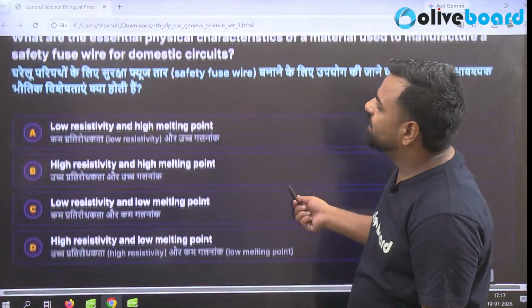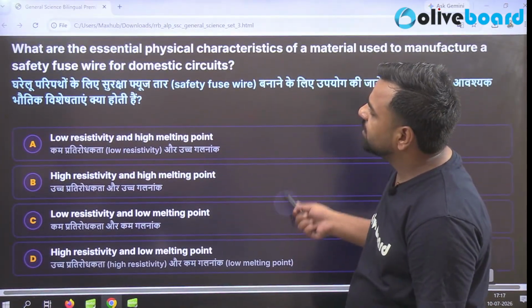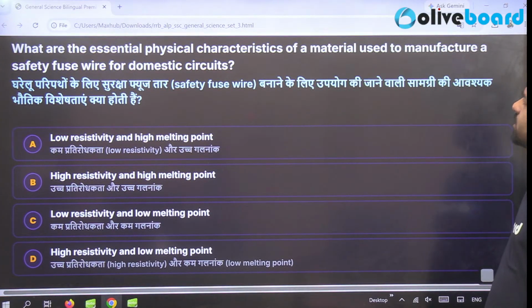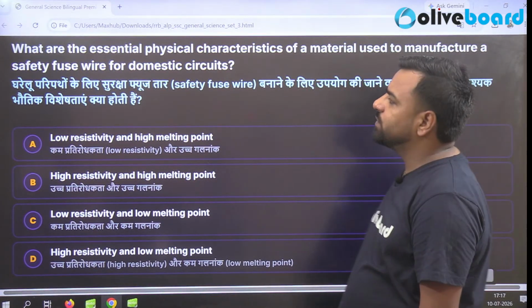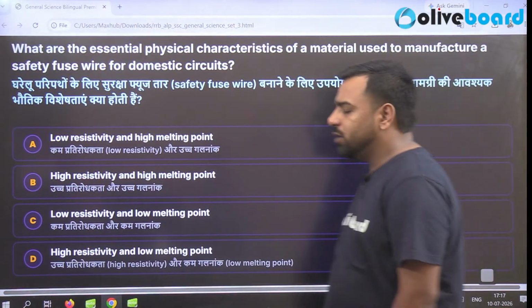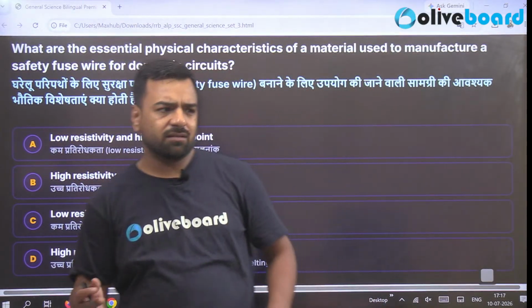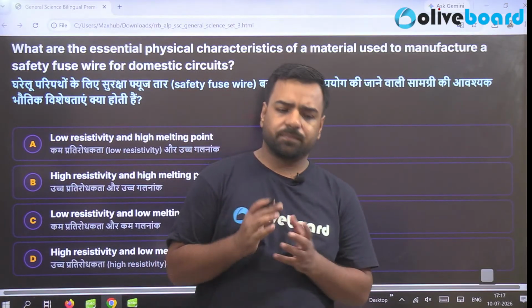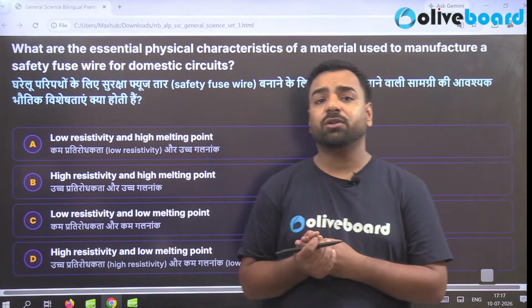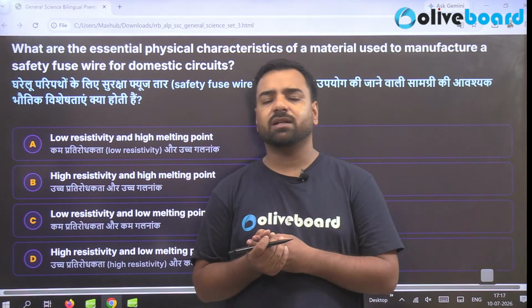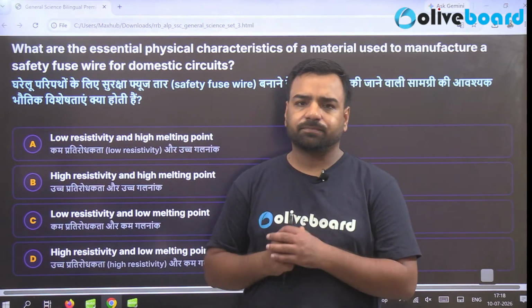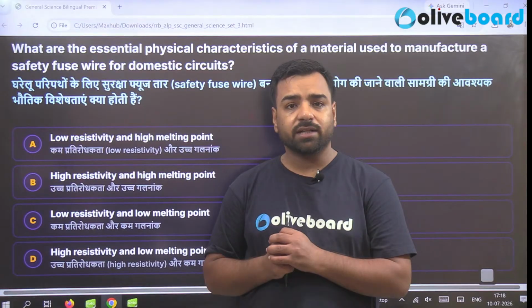Okay, so here the question is from physics. The question is: what are the essential physical characteristics of a material that is used to manufacture a safety fuse wire for domestic circuits? Do you remember, in the past class, I mean yesterday only, we discussed this. So we are talking about safety instruments. Here we can discuss MCBs as well, that is miniature circuit breakers. So in the case that current is rising rapidly, we'll say that short circuiting is there.